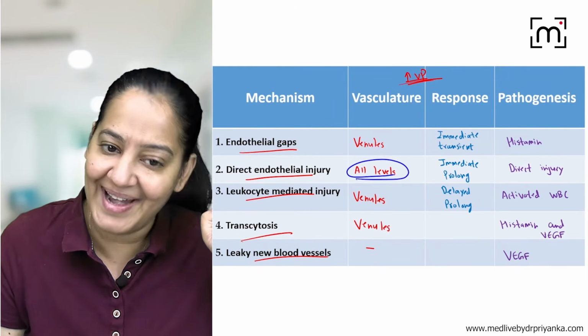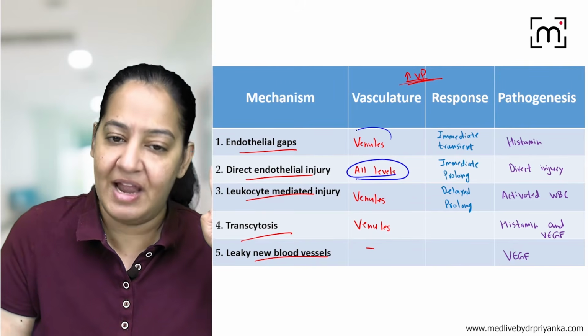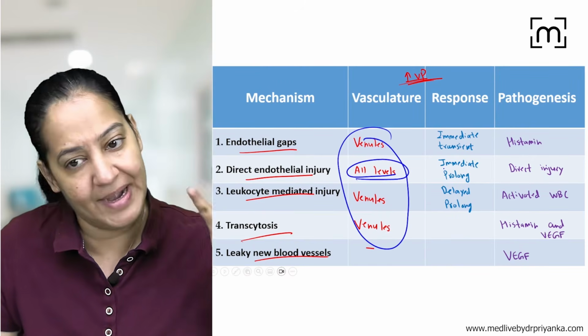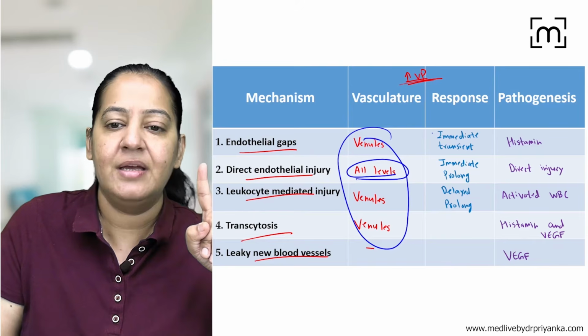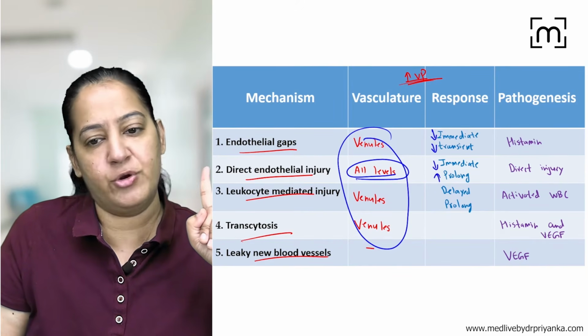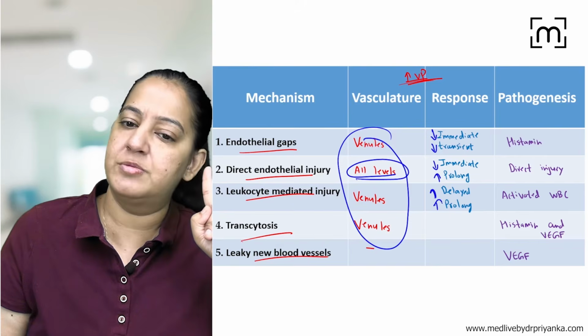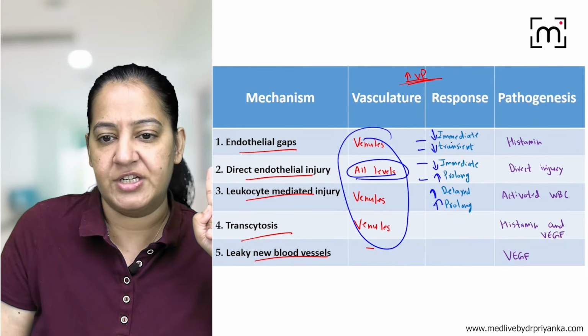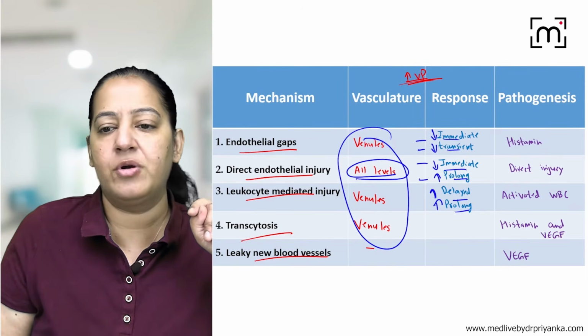So only direct endothelial injury occurs at all levels. Otherwise, everyone is more common at the venules. Here you see immediate transient, onset is less, duration is less. Here onset is less, but duration is more. Here onset and duration are both more. So please appreciate immediate transient, immediate prolonged, delayed prolonged.